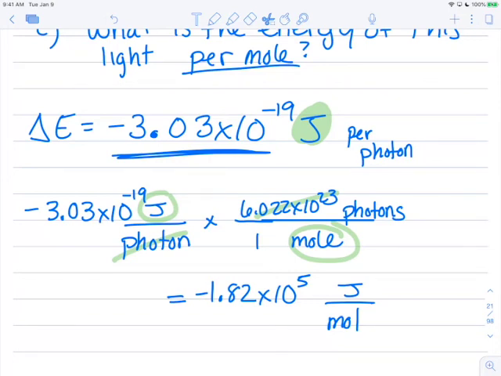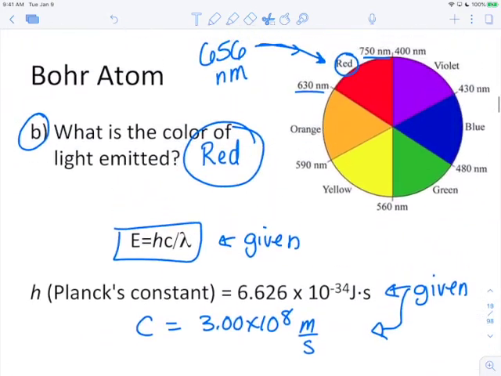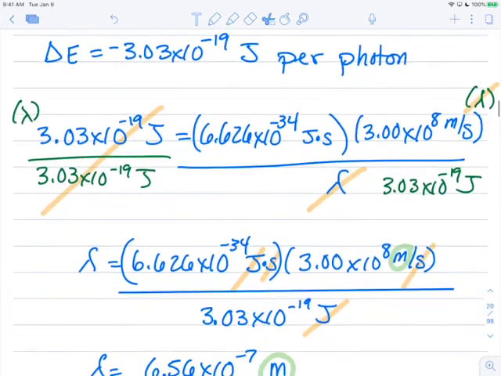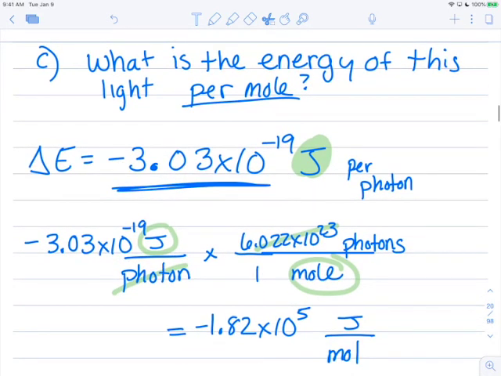Okay, excellent. So just a reminder, if you're ever looking for the color or the wavelength, you only want joules per photon because it's each individual particle of light that is traveling at, in this case, 656 nanometers. Questions on anything that we did with this problem, part A, B, or C?